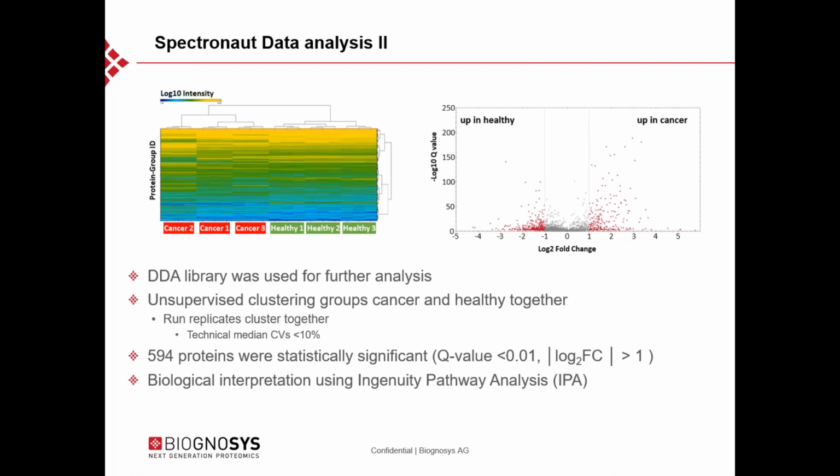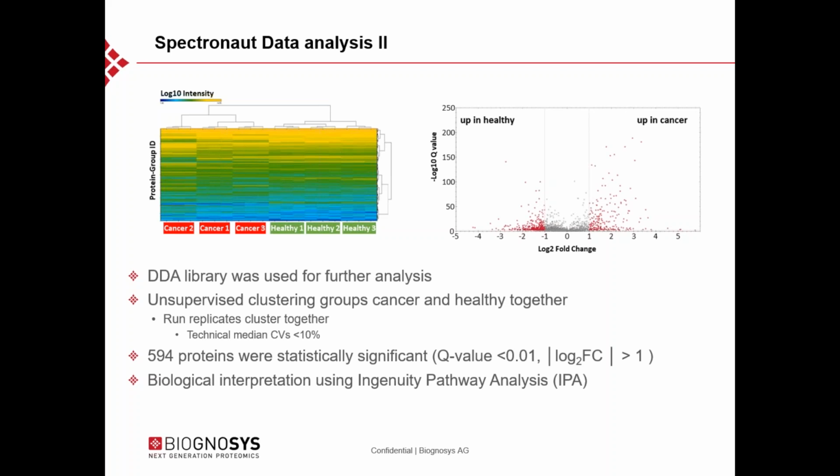Then, using the pairwise t-test in Spectronaut, we identified 594 proteins being significantly differentially regulated between the cancer and the healthy samples. Here, the cutoff criteria that we used was a Q value of smaller than 0.01. The Q value means the P value corrected for multiple testing, and the absolute log 2 fold change needs to be bigger than 1.